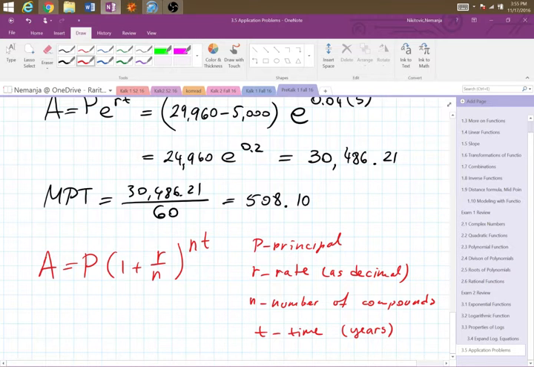So this N is how many of these payments throughout the year you're going to make. So for taxes, it's one payment, so it will be one. Quarterly, that's 4. But most of the time, you guys will be dealing with monthly.